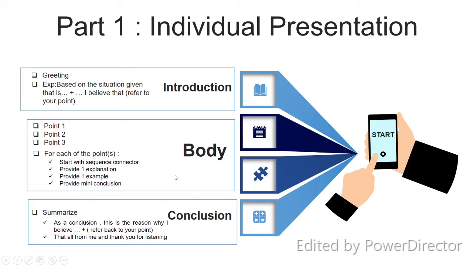This is an outline in order for you to create your script or for you to create or generate your speech. Okay, so over here we start with part number 1, that is for individual presentation. So basically this is what you should say, or what are the outline that you may follow in order for you to score a good band for your speaking or at 00/2 paper.